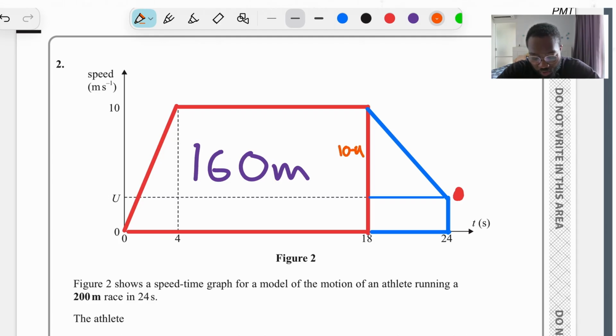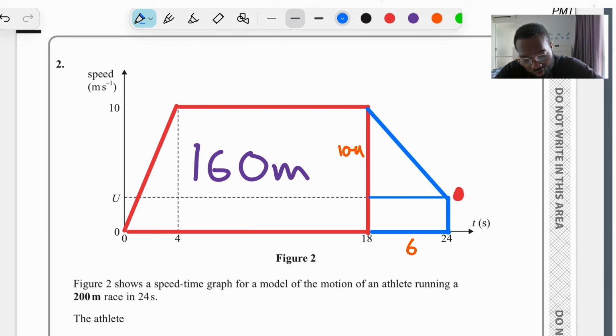So for the triangle, we know that it's 10 minus u. And then we go across, we know that that is also going to be 6. So we know that the area of a triangle is a half times base times height. So if we do that now, let's do this up here.